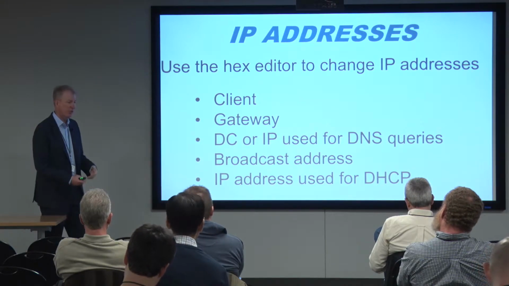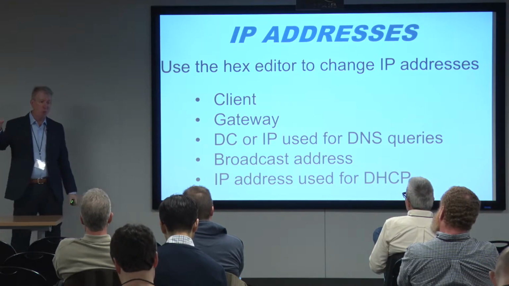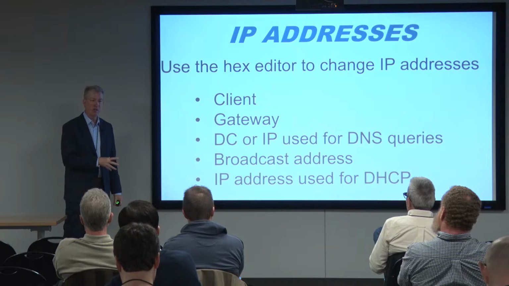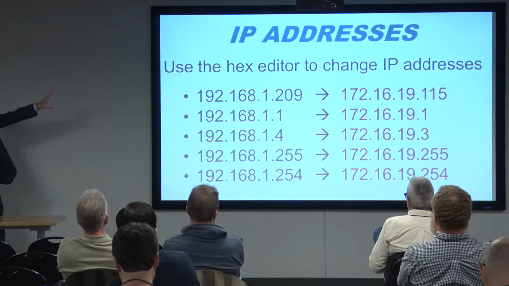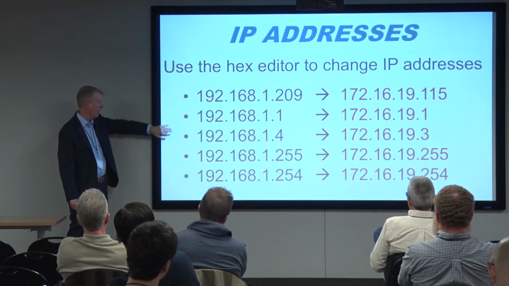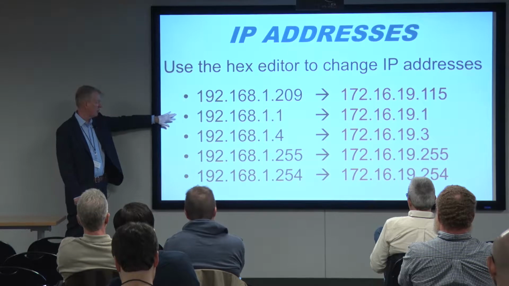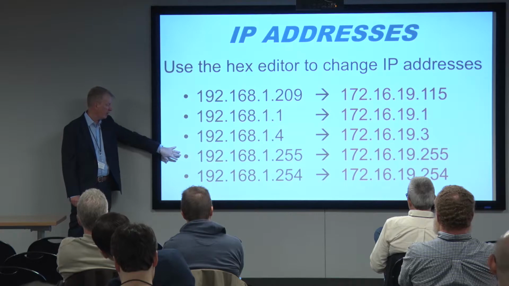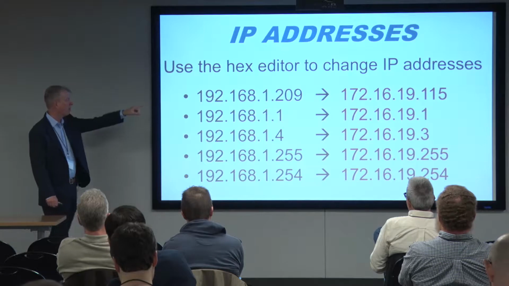If you're in VMware and some other real environments, it's usually .254 that I'll run into a lot of times that is used as the IP address for DHCP traffic. So here's an example of a PCAP where I've got the Windows client at 192.168.1.209. The actual gateway IP is .1.1. The domain controller is at .1.4. The broadcast address is at .1.255, and then DHCP is at .1.254. I'm going to change those.